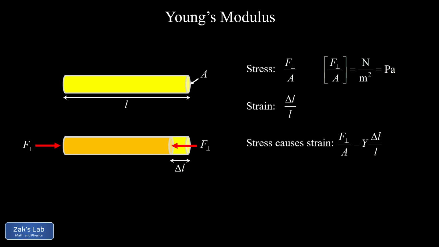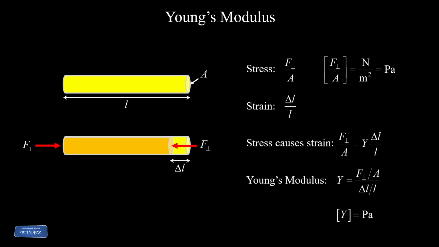So solving for Young's modulus, we get the definition Y equals F perpendicular divided by the cross-sectional area, all divided by the fractional change in L, so delta L over L. And since the denominator is unitless here, we see that Young's modulus is measured in units of pascals.